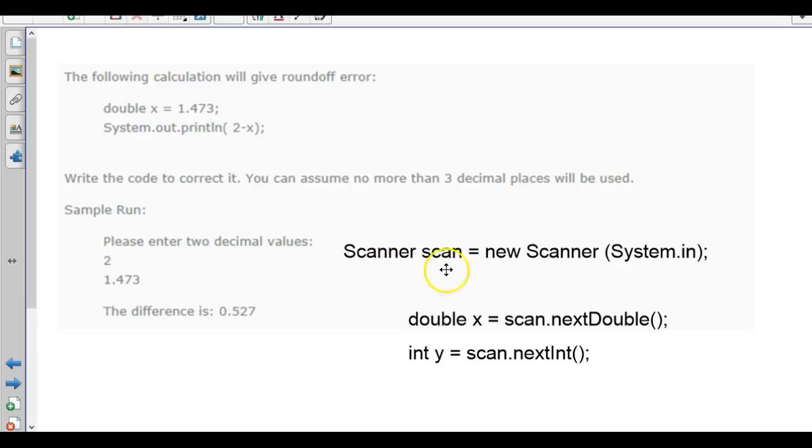Just as a quick review, Scanner scan = new Scanner(System.in) is the code used to set up the scanner, and you need to use double x = scan.nextDouble() to get a double, and int y = scan.nextInt() to get an int. Of course, in this case, we want to be getting a double, not an int. So you want to get the user to be able to put that in manually if you want to try some different test values instead of just typing in double x = 1.473.